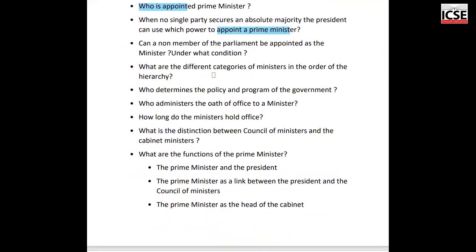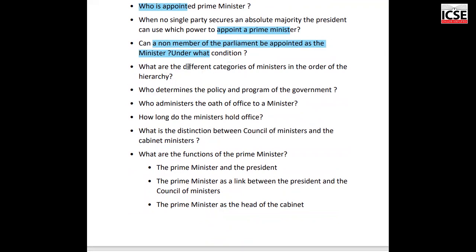Very important. Can a non-member of the parliament be appointed as a minister? Yes, he can be appointed. A non-member can be appointed, but what is the condition? He must get himself elected to the Lok Sabha or the Rajya Sabha within 6 months, failing which his post will be taken away from him.